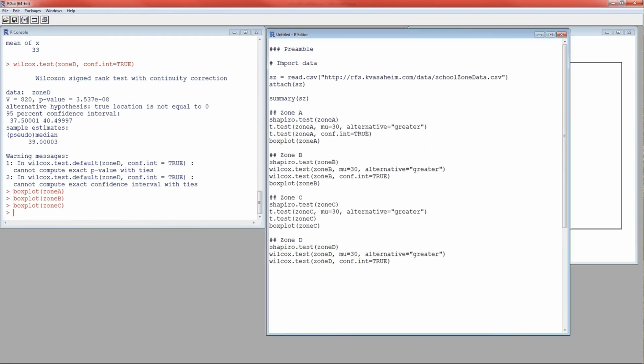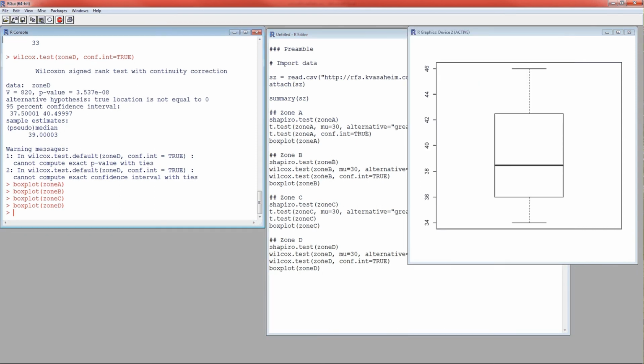And then finally, zone D. The median is a little over 38. None of those we observed were actually going the speed limit. So it really doesn't surprise us that we were able to reject the null hypothesis that mu is less than or equal to 30. Interesting. You learn a lot by looking at the graphics.